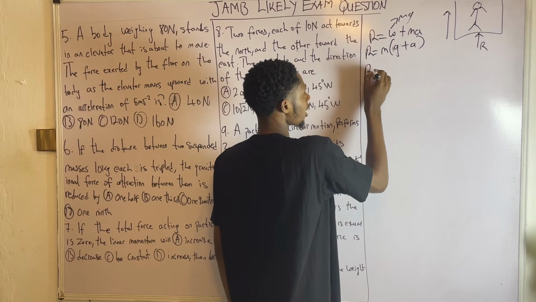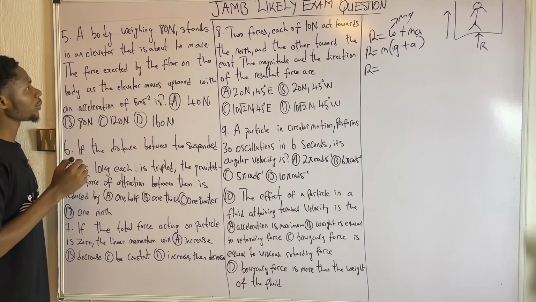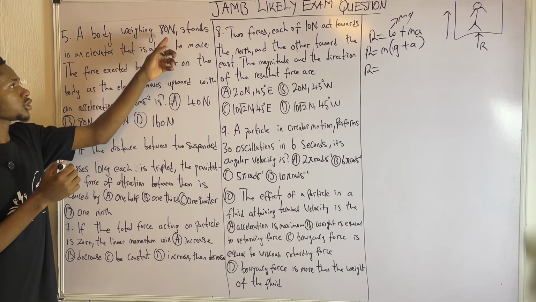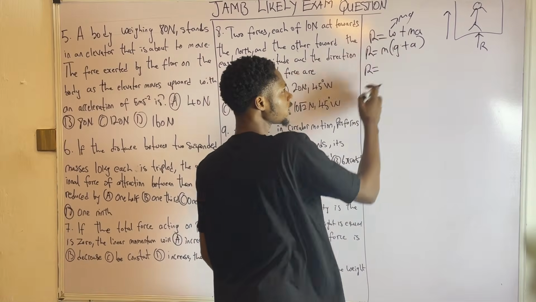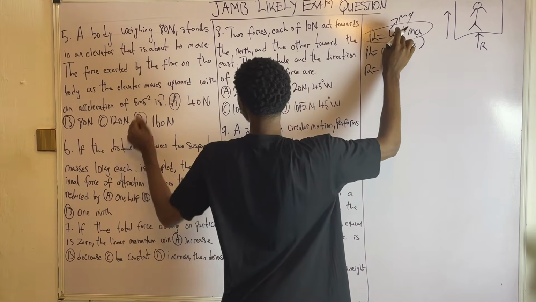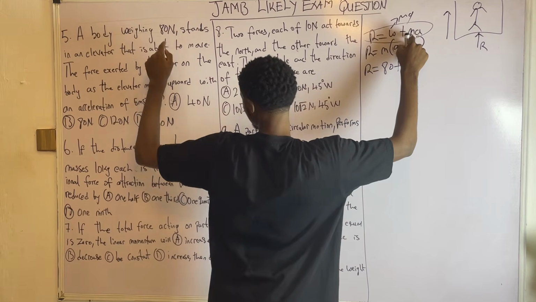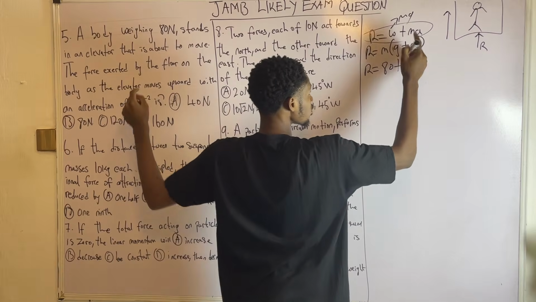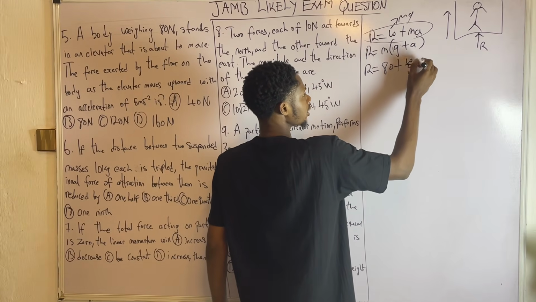From here we can now calculate the normal reaction. What is the mass of the body? We don't know the mass, but instead of opening the bracket we can just work directly using the formula. So R is equal to the weight, which is 80 newtons, plus the mass. Mass is weight over g, times a.